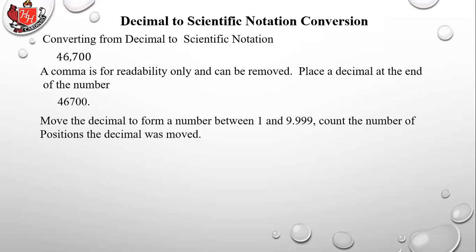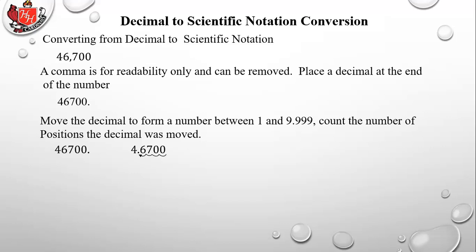Move the decimal to form a number between 1 and 9.999. Count the number of positions the decimal would move. So see if you can do that. How many places would you have to move to find a number between 1 and 9.999? And the answer is you'd have to move it between the 4 and the 6. That would be 4.67. That is a number between 1 and 9.999.